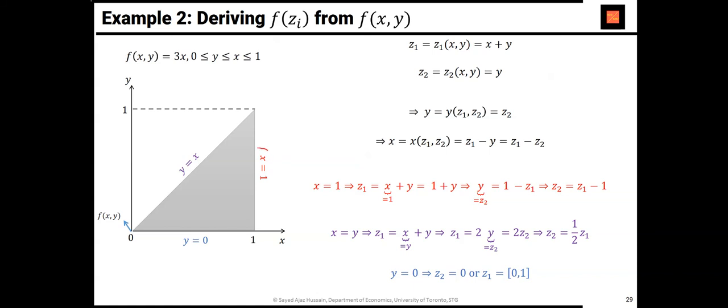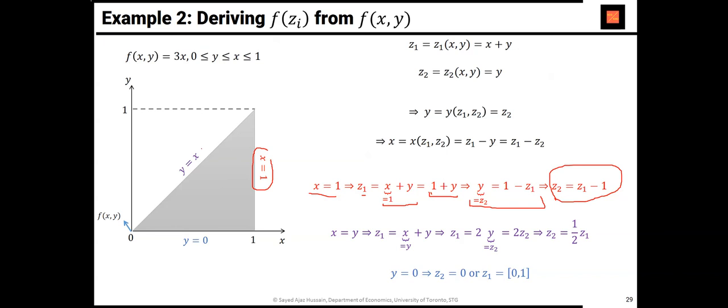Notice that there's one border where x is equal to 1. When x is equal to 1, since z1 was x plus y, and in that border x is always equal to 1, that means that z1 must be equal to 1 plus y. If I rearrange this, I get that y is equal to z1 minus 1, but y was z2, so you get the expression that z2 is equal to z1 minus 1.